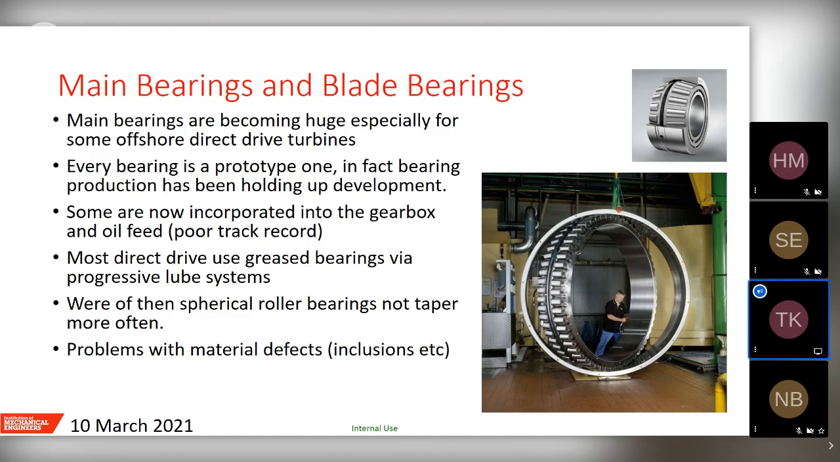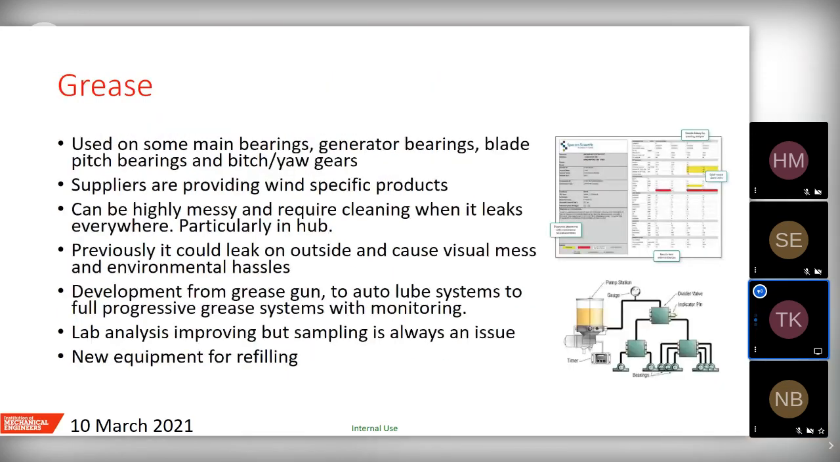Okay, and so those are grease, but there are other uses for grease within the turbine, especially for things like generator bearings and blade and pitch bearings, and then the pitch gears. So there's a lot of grease use, and suppliers have started to produce products for wind specifically, which is nice. We used to use standard industrial stuff, but now they have custom made stuff. What we find is it is rather messy.